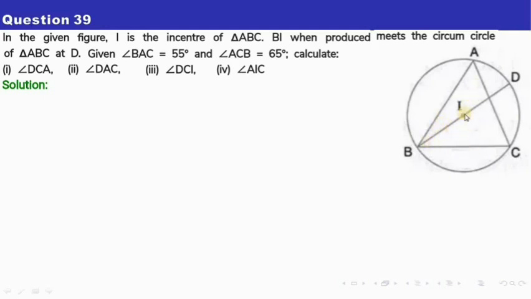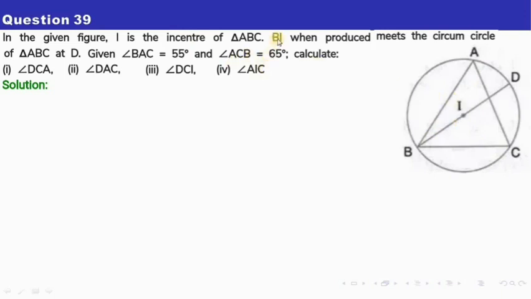Similarly, from here also if I draw a line, this line divides angle BAC. And similarly, if I draw from C a line like this, then this line will be the bisector of angle ACB. That is the meaning of incenter. So incenter I is the point of intersection of the three angular bisectors of a triangle.